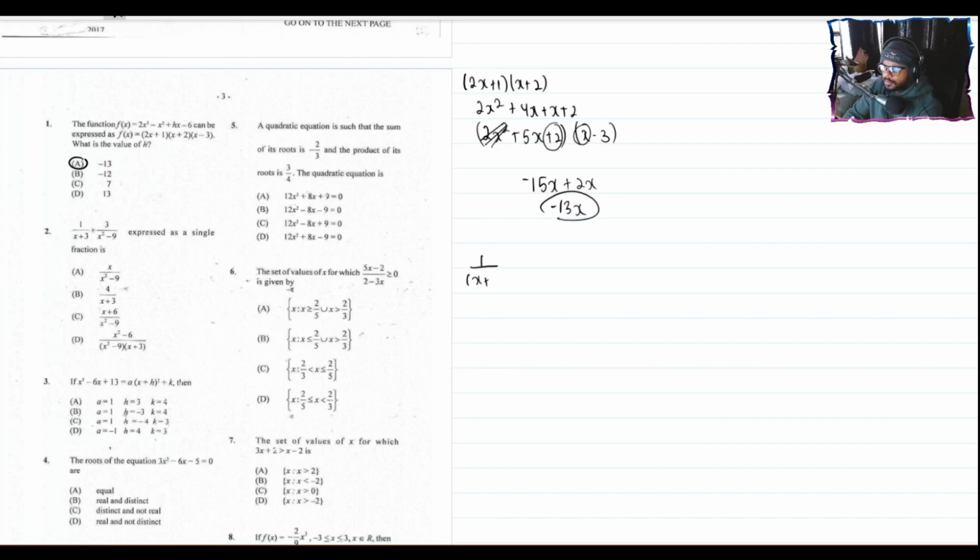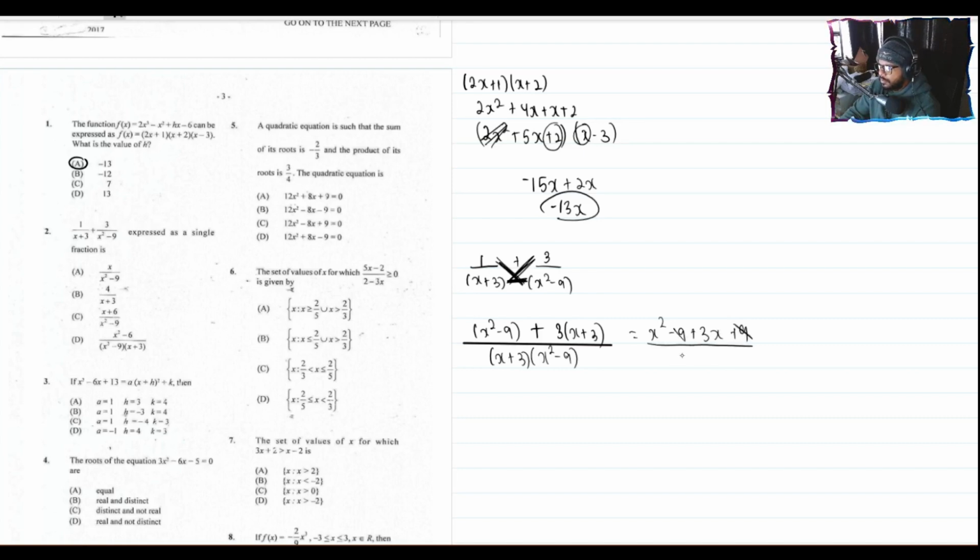1 over x plus 3 plus 3 over x squared minus 9. I'll multiply these two numbers, giving me x squared minus 9. Multiply these two numbers, giving me 3 into x plus 3. I remain with a plus sign in between them, and I'll put it over when I multiply these two denominators together, which is x plus 3 multiplied by x squared take away 9. Expanding the numerator, x squared minus 9 plus 3x plus 9. The minus 9 and the plus 9 go away, over x plus 3 into x squared minus 9.